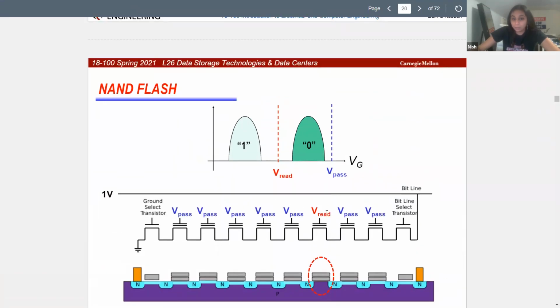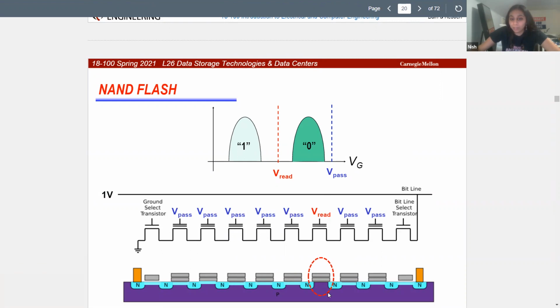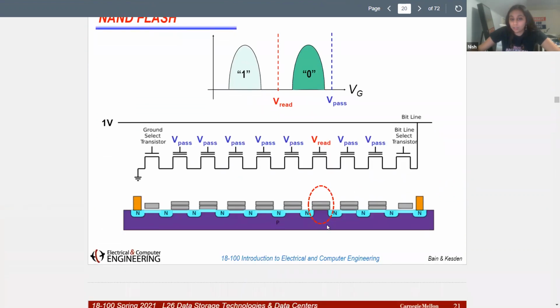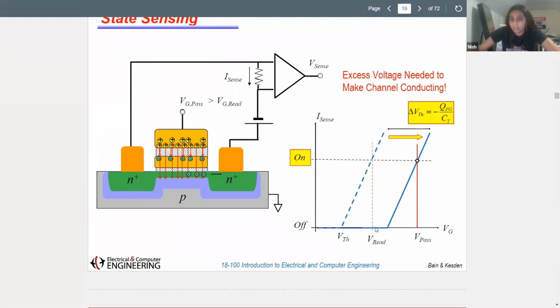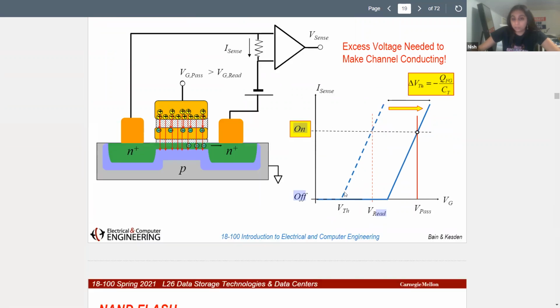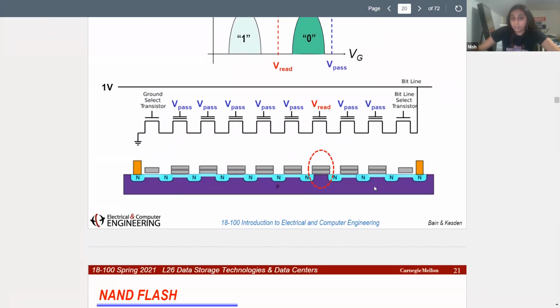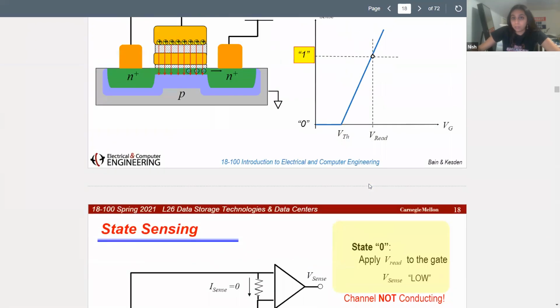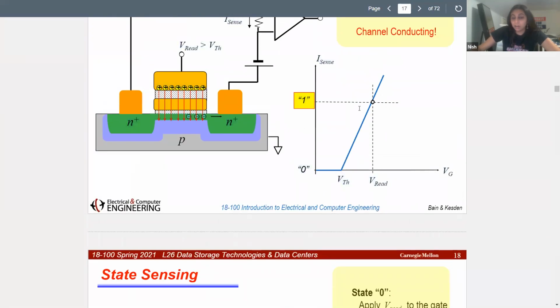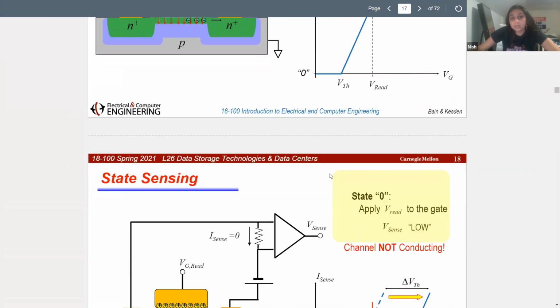So we're going to give V pass to all of them, and then we're going to apply V read to the gate of the cell that we want to look at. If we apply V read and we see that there's no current flowing through this cell, that means we're looking at it over here, right? So V read didn't cause current to flow, so that cell must be programmed. On the other hand, if V read did cause current to flow, then we must be looking at this graph over here, where V read causes current to flow, and so then we would know it's erased.